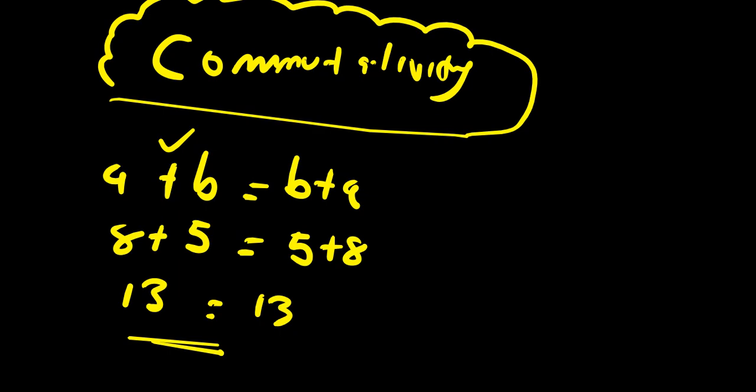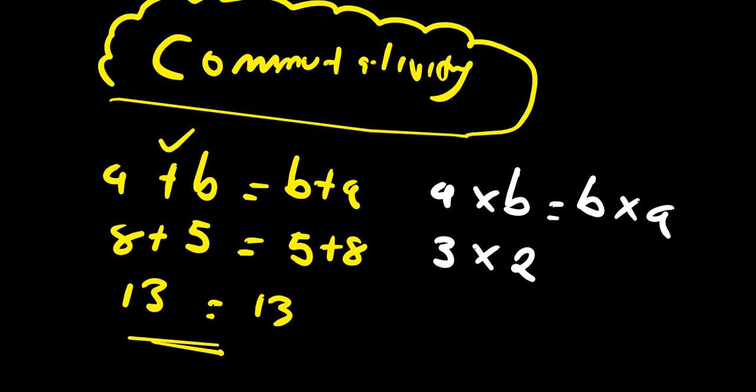Then what about the operation multiplication? What if we say we have A multiplied by B? Is it the same as B multiplied by A? So let's say we've got 3 multiplied by 2. Is it the same as 2 multiplied by 3? So in this case, you have 6 is equal to 6. So the multiplication operation also works if the numbers are interchanged.